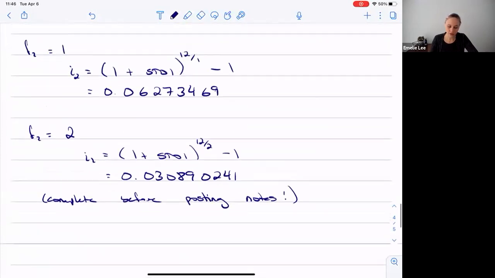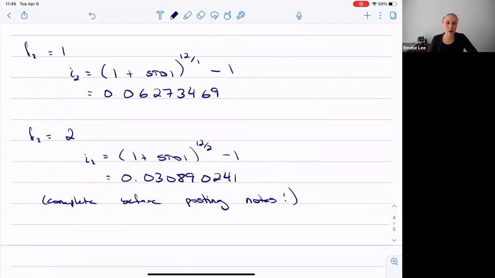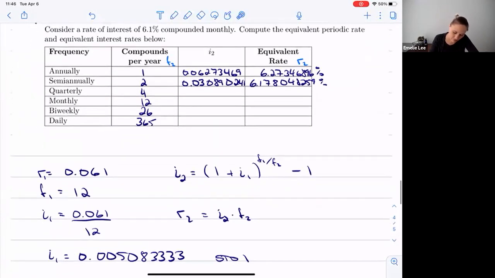Oh yeah, so the equivalent rate, are you okay with finding that? Okay, good. So just in general, I is R over F. So if you want to find R, then R is I times F, multiply both sides by F. So that's what I have here: R2, which is the equivalent rate, is I2 times F2. So remember, here's I2 and F2, and I'm just multiplying across. This happens to be 1, so it doesn't actually change.